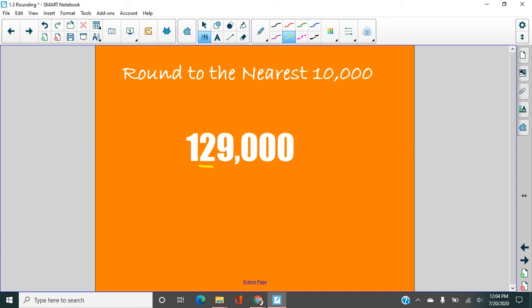So this is going to be our underlined number. We draw an arrow to the number on the right, and we look at that number. If it is 5 or above, it shoves the 2. Is it 5 or above? Yes, it is, right? That 9 is more than 5. So it's going to shove the 2 up to a 3. Remember, the number that you underlined is never going to go down. It's either going to stay the same or get shoved up. Everything after that number we underlined becomes a 0. And if there's anything before it, we leave it alone. 130,000.